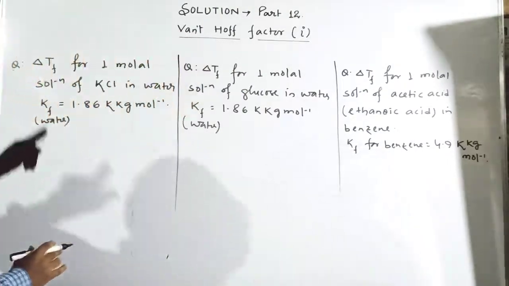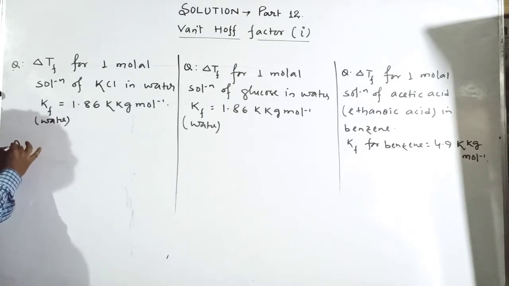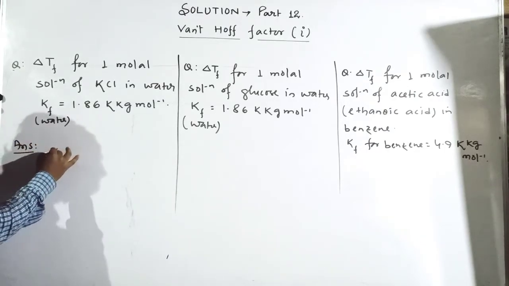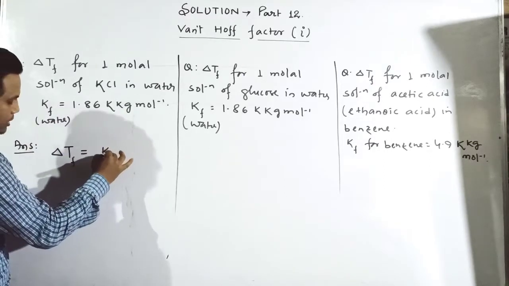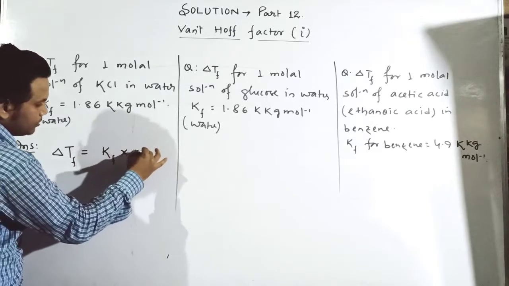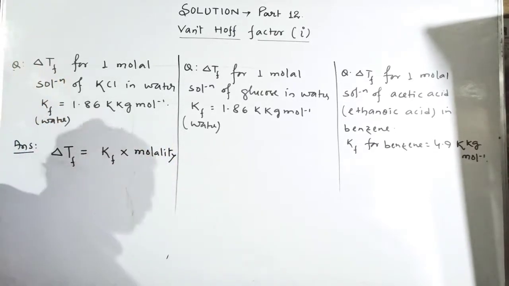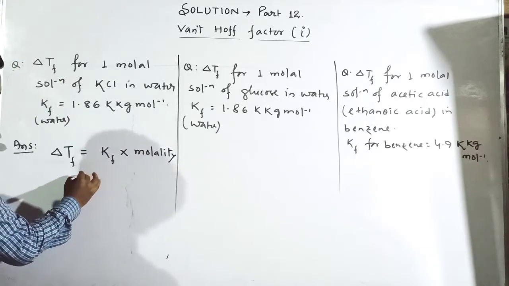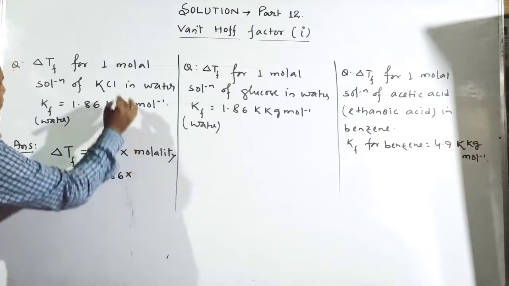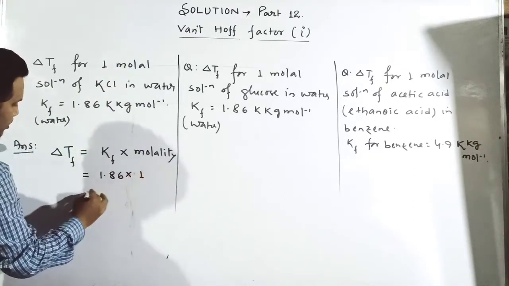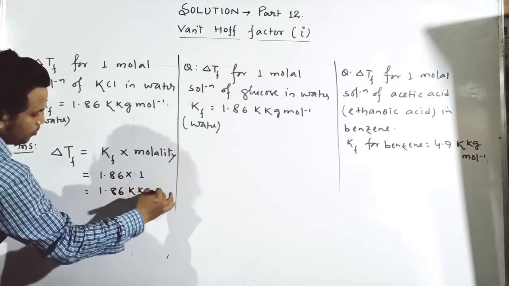Now see, del Tf we have to find. What is the formula of del Tf? The formula is del Tf, depression in freezing point, is Kf into molality. We have discussed it earlier and we know it. What is Kf? 1.86. What is molality? Molality is 1. So this is 1.86 Kelvin kg per mole.